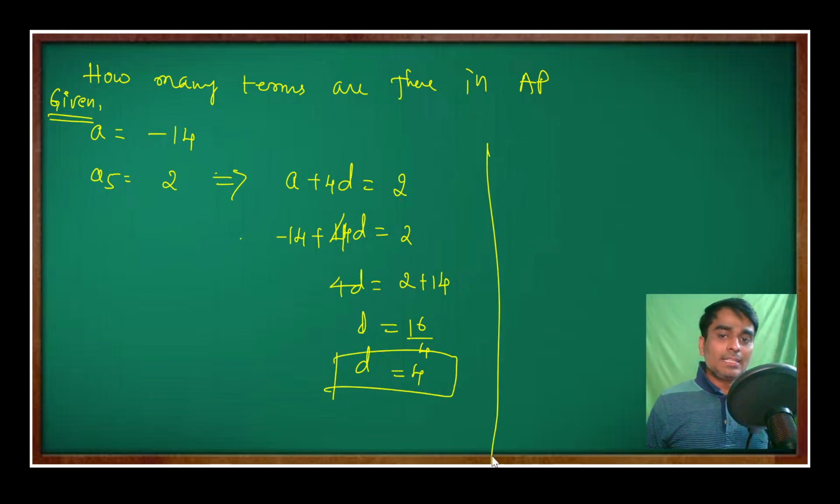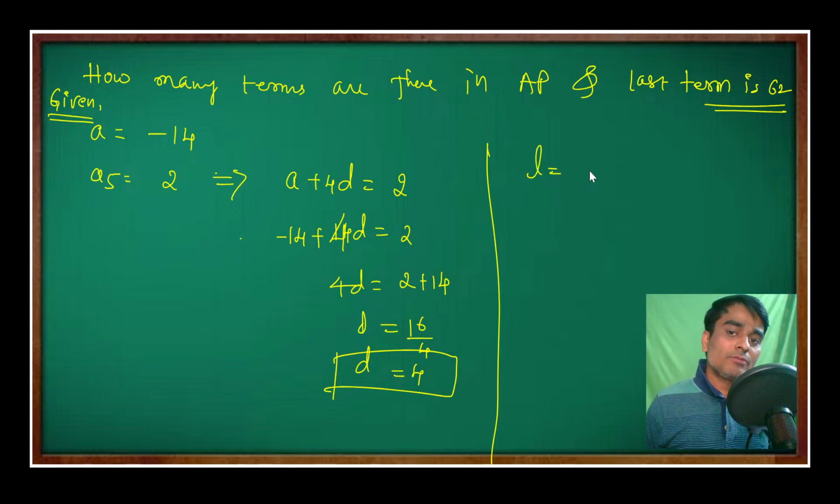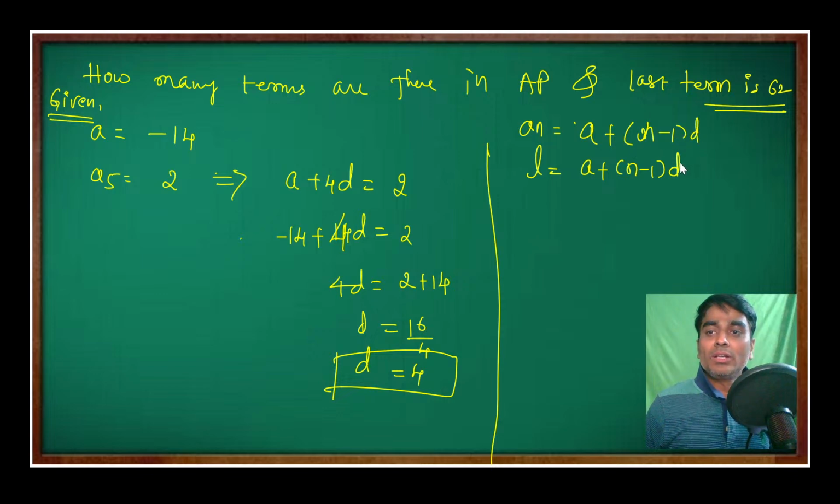Once you got d, this is the first step. You should get d first. Now you have the first term, and you got d. Now use the last term formula. Here the last term is also given, 62. Since the last term is given, use the last term formula, a plus n minus 1 into d. An is also represented by l. So last term is 62, a is minus 14.